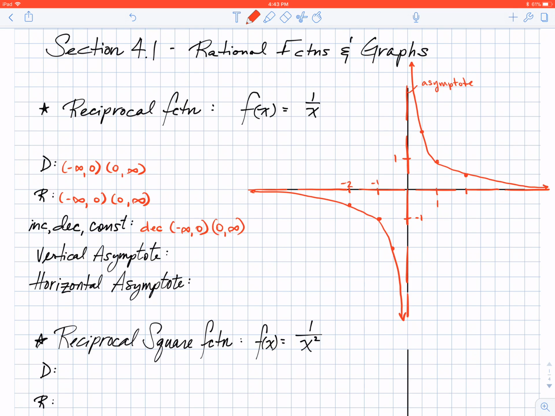My vertical asymptote, you know what vertical means. My vertical asymptote is the line at x equals 0. Remember, all vertical lines have x equals a number as their equation. My horizontal asymptote is at y equals 0. This is for the parent. And of course, all of the things that we just listed here, you can be able to tell this if you know what the equation looks like, if you know what the graph looks like.